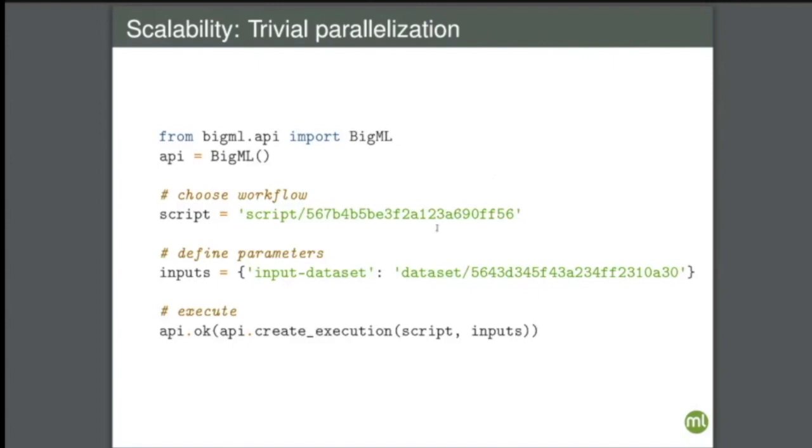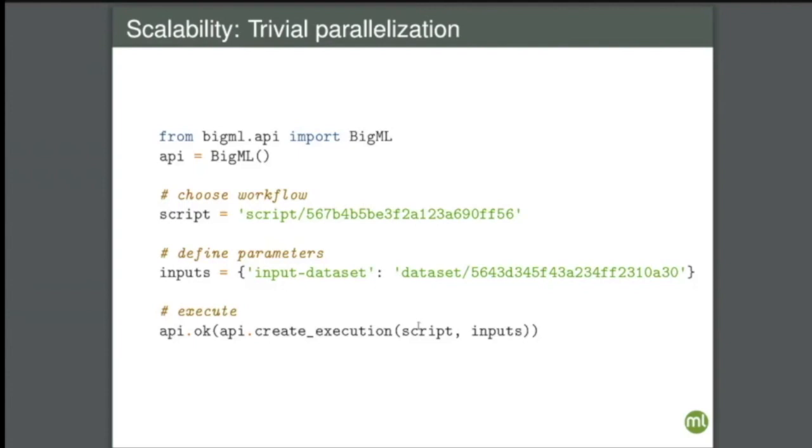Here is that same example. If I've already created this script that does the workflow for me, calling it from Python is just 3 lines. I just create an execution and just wait once for it. I use the inputs: that's the dataset that I want to use, that's the script that I want to run, and I just execute it. And that's again ready for production.